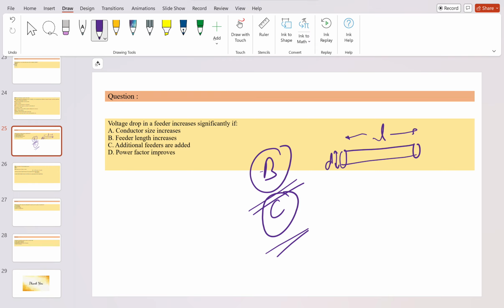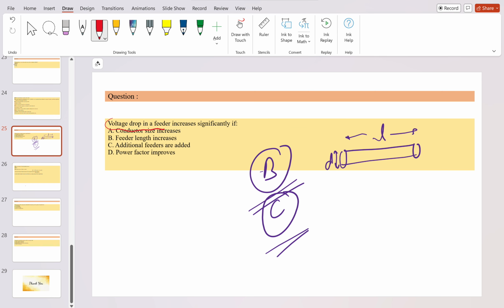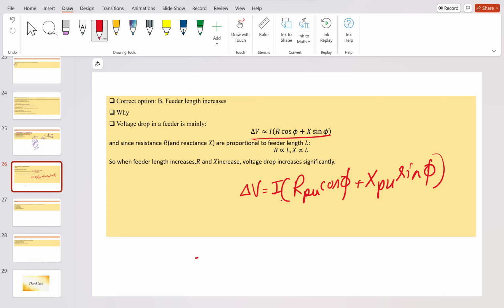Let's see. What is the question asking? The voltage drop in the feeders increases significantly if. So this is a formula. Delta V is equal to I (R pu cos phi plus X pu sin phi). Here, R is proportional to length, and X is proportional to length. So delta V is proportional to length because it is proportional to R.